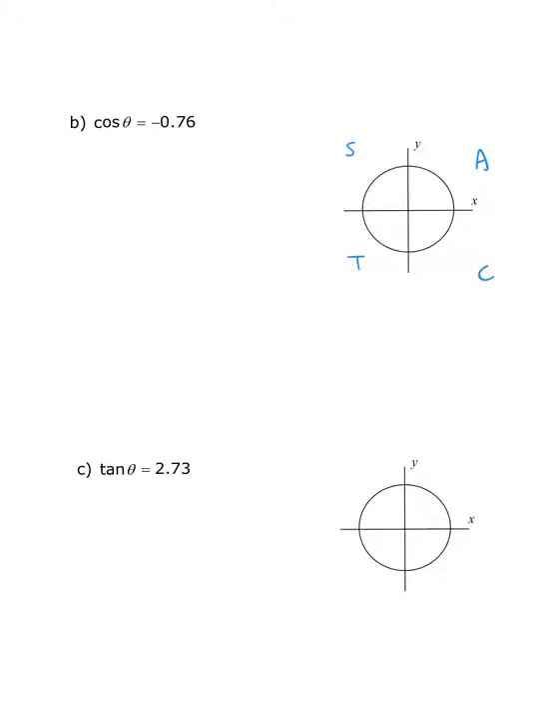In the second equation, we want to find the angles between 0 and 360 that satisfy cos of that angle is equal to negative 0.76. So our ratio is negative. Our cos ratio is negative. So I'm going to identify where my solutions will be. Because we know cos is positive in quadrant 4, which is C, and in quadrant 1, which is A. That means cos is going to be negative in quadrant 2 where S is, and in quadrant 3 where T is. So I will draw my triangles in those two quadrants.